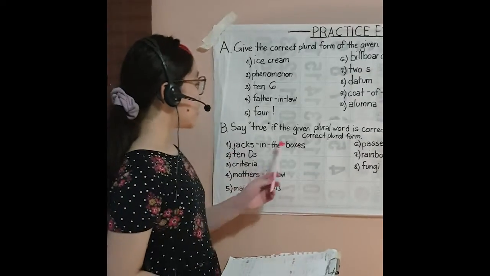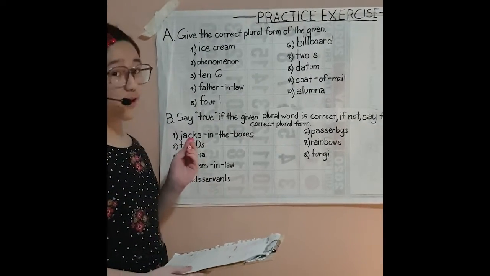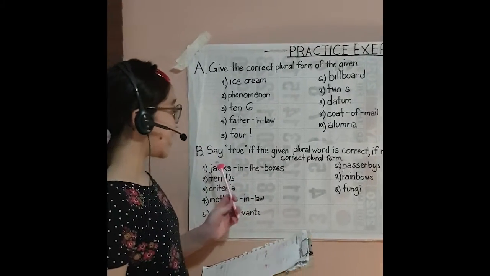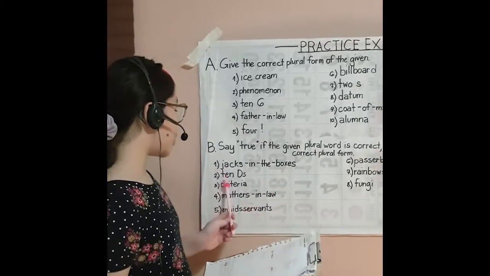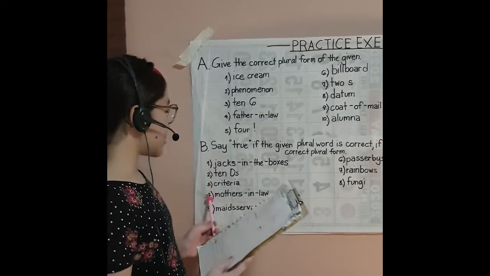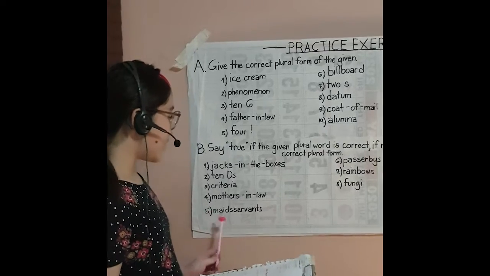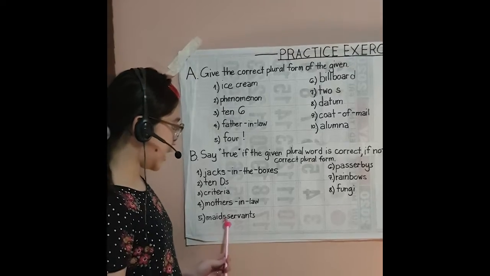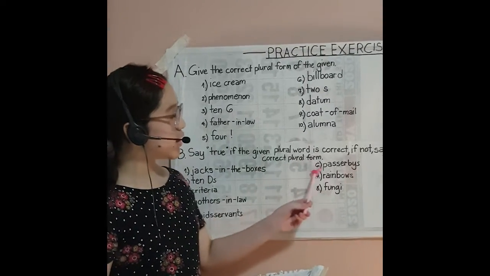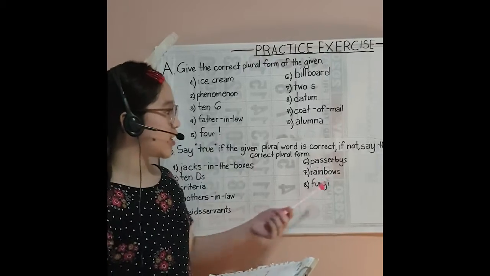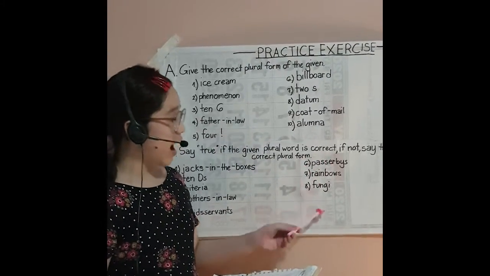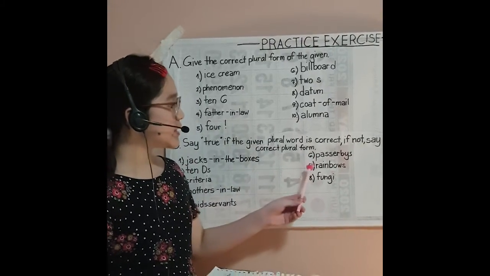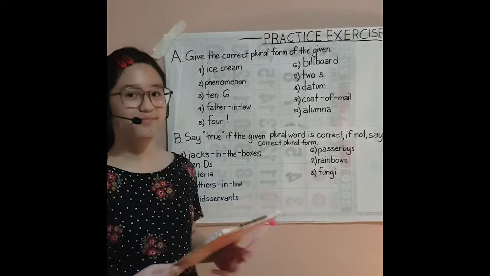For number 1, this one is wrong because jacks is already plural and this is also plural. So the answer to this is jack in the boxes. For number 2, 3, and 4, these are true. For number 5, this one is wrong because the answer is maidservants. Only one s here. For number 6, this one is also wrong because the base word is passer. So you add s to the passer. So it's passers-by. For number 7, it's true and 8 true.